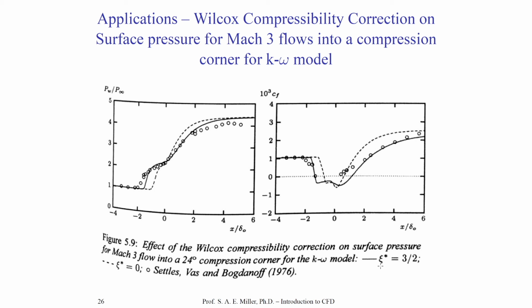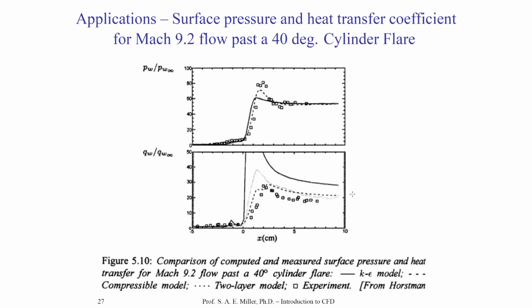One case has the value psi sup star as a solid line, and the other one has a dashed line for 3/2 and 0. Of course, psi sup star of 0 here indicates an incompressible or no correction case. 3/2 is the correction factor, which goes back into the compressibility correction model, which we discussed just now. You can see that the results of the compressibility correction are much improved.